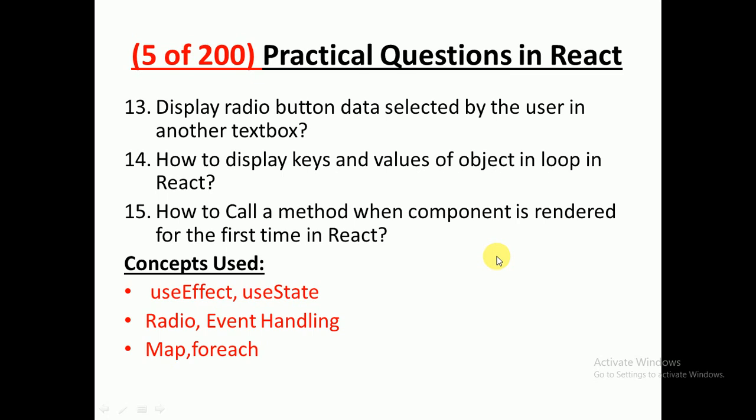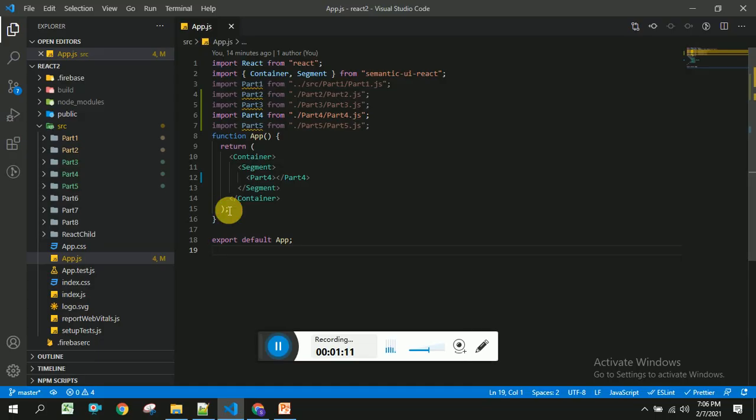How to do that? So the third one is, let us suppose you have a component, and when the component is rendered for the first time, you want to call a method or you want to call some API to get the data. So how to do that? So we will be dealing with all this, and for this I have created a project called React2.